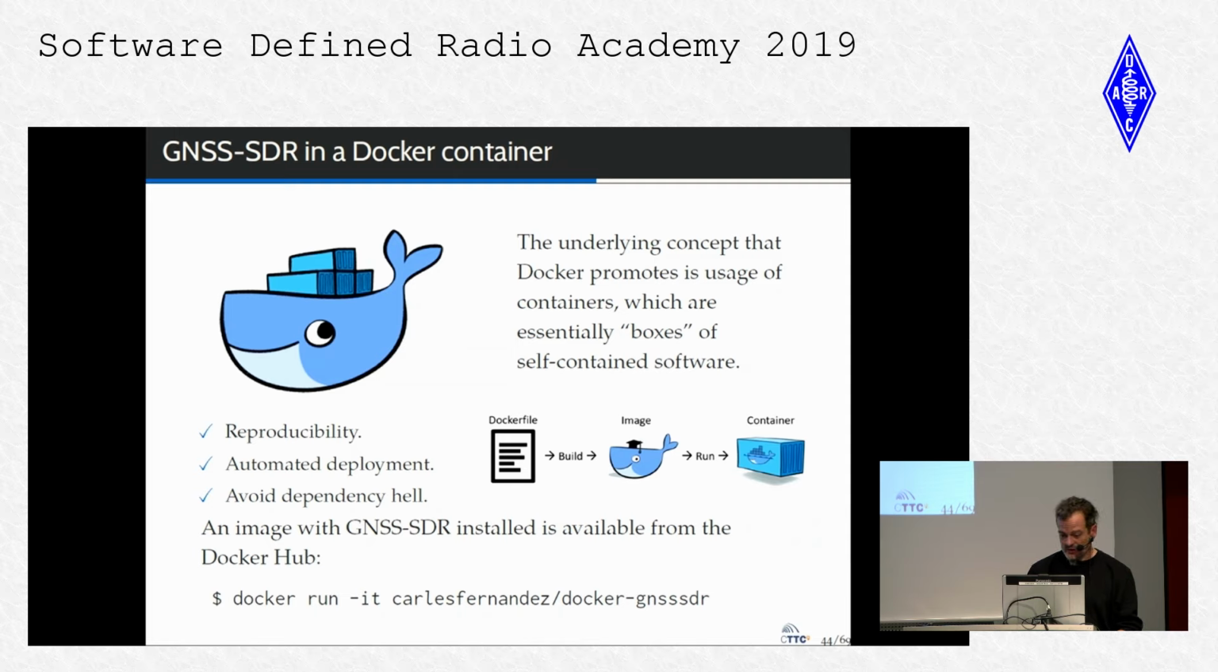Actually, it's quite easy. You just have to define what is called a Docker file with instructions of what the packaging thing will have to do, and you get an image and a container, which essentially is your software receiver packed in a way that can be run anywhere in any computer, so you can put that in the cloud and it will be an actual receiver.